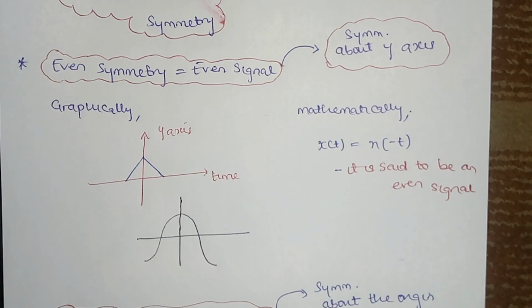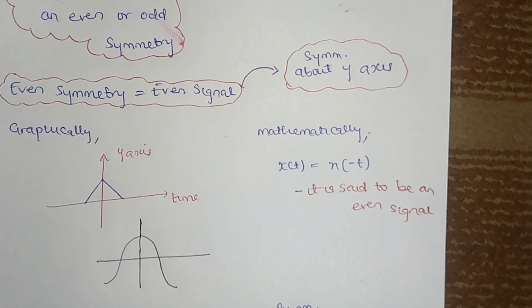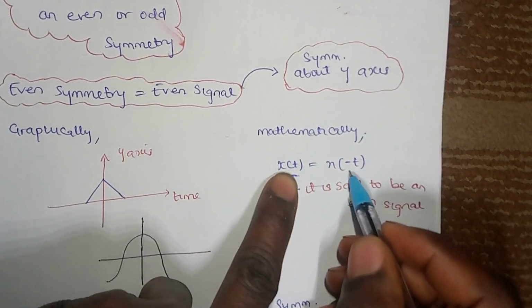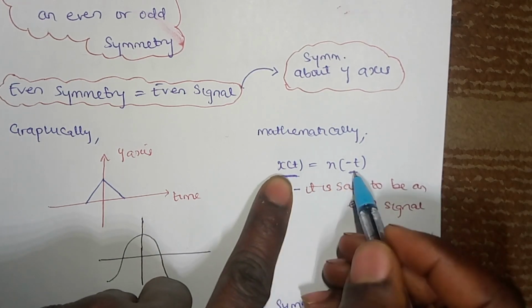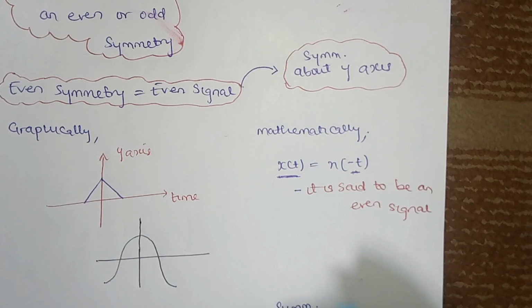An even signal. Mathematically, an even signal is one where, if this is the signal x of t, by reversing it in the time domain, you get the same thing. You get the point.